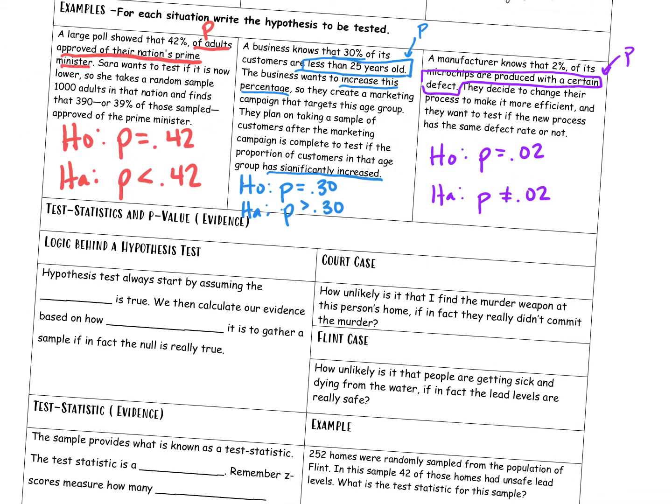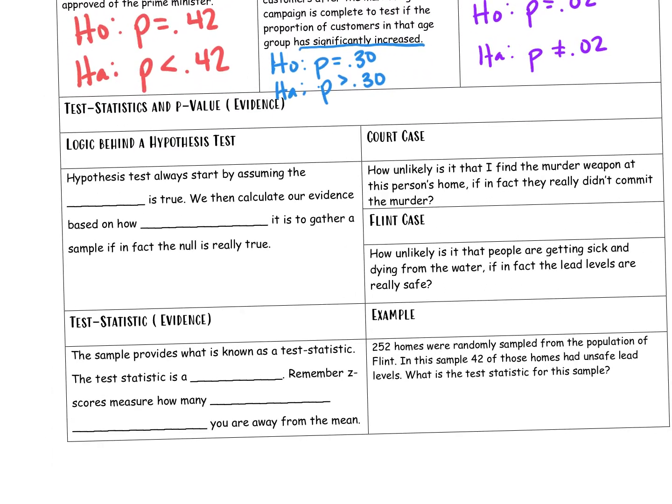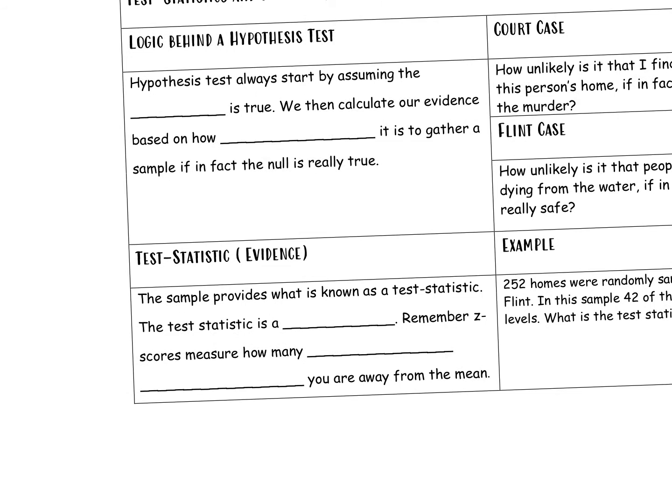And once we have our hypothesis, here's the goal. Once you know what your hypotheses are, you want to show evidence that what you believe is plausible. And the way we show evidence is like this. The actual logic behind the hypothesis test works like this. They always start by assuming the null hypothesis, which is H0, is true. When you go to court, we assume that you are innocent until proven guilty.